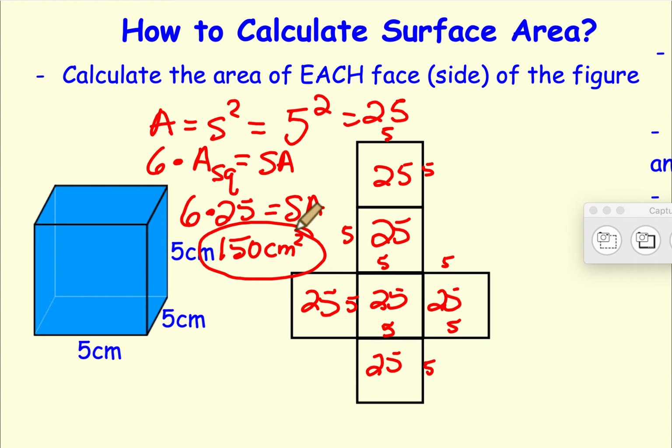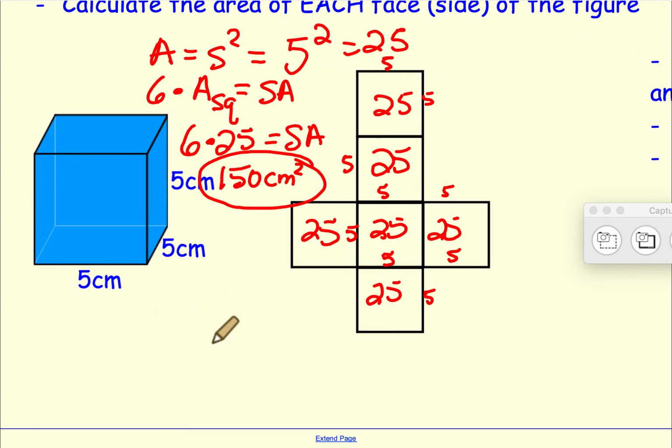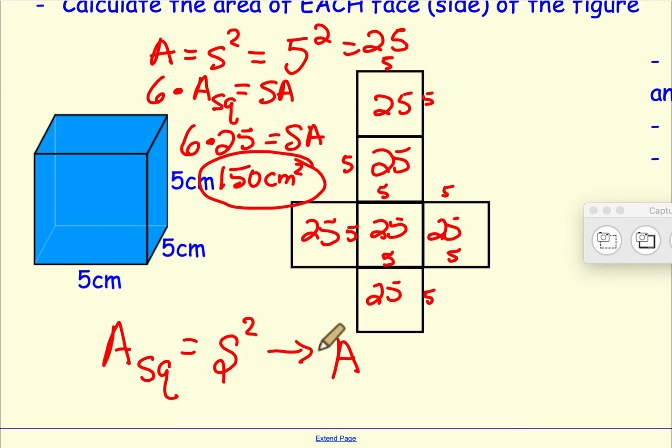So a cube happens to be one of the very few figures where we have a very specific formula. So the area of a square is equal to side squared. So the surface area of a cube is equal to 6 times side squared. Now, again, that doesn't hold true for every other one.